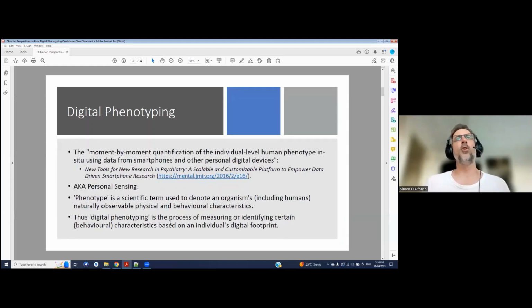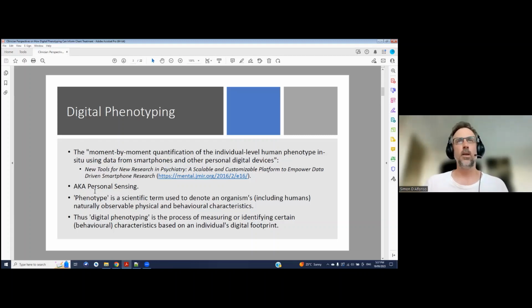Here is just a formal definition of digital phenotyping taken from one of the first papers on the topic: the moment-by-moment quantification of the individual level human phenotype in situ using data from smartphones and other personal digital devices. And another term that has been proffered for this field is also personal sensing. You might see that around. It's perhaps a little more straightforward in some ways.